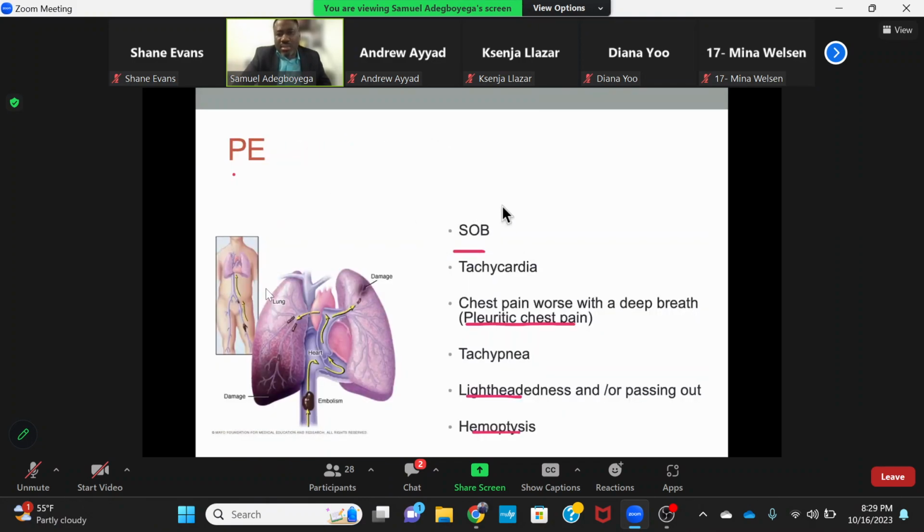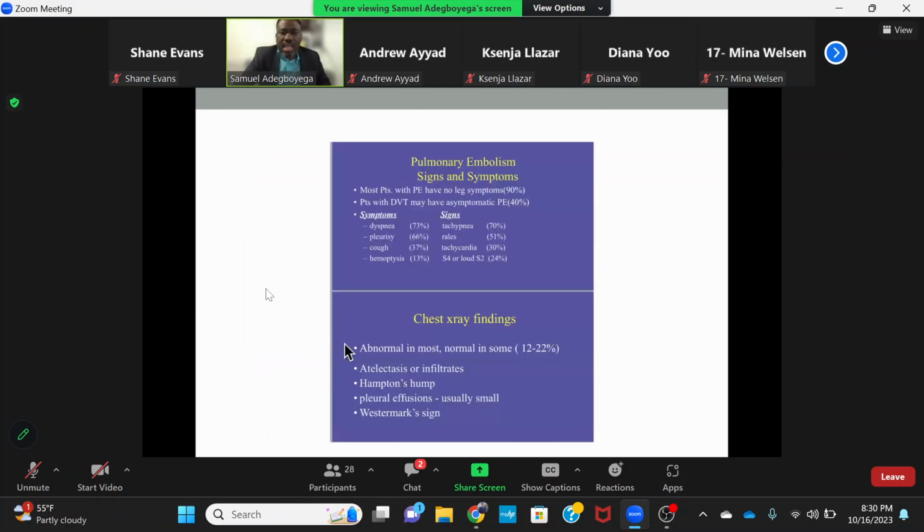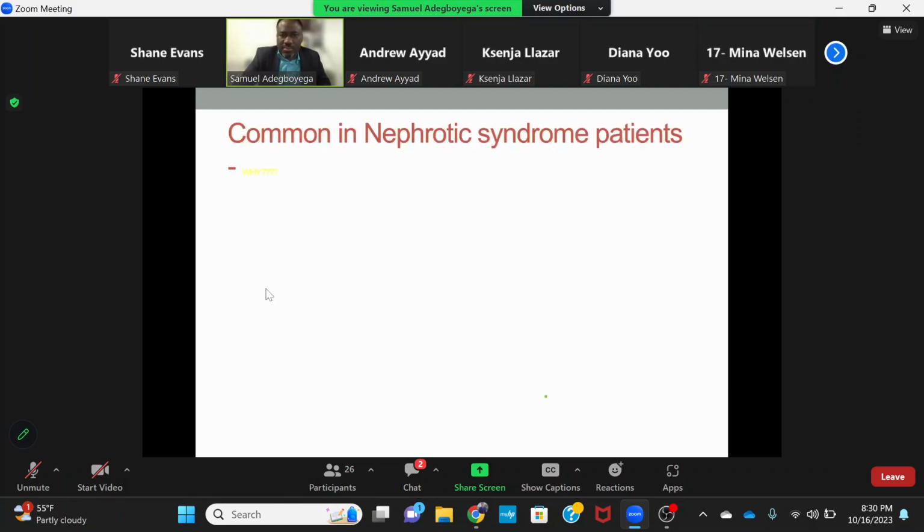So PE, a patient could develop PE. How do you know? If they have DVT, shortness of breath, tachycardia, and pleuritic chest pain. Those three symptoms definitely mean the patient has a PE. And don't forget, on the exam, when you see something like Hampton hump, Westermark sign, and they have shortness of breath, pleurisy, and tachycardia, just start thinking of PE, okay?